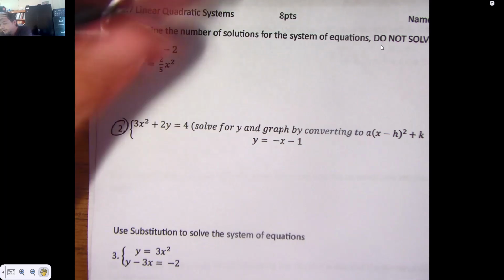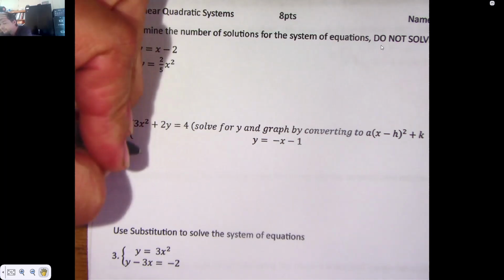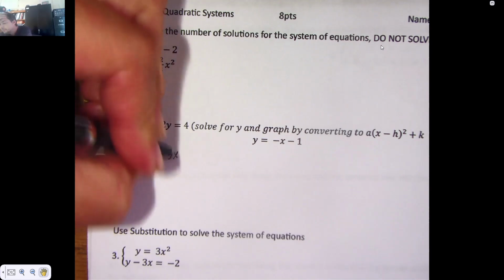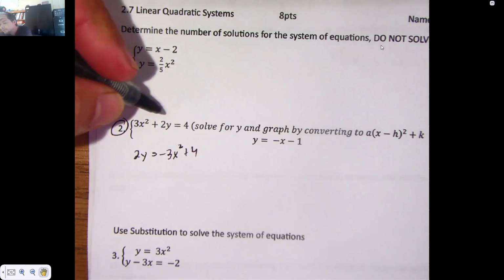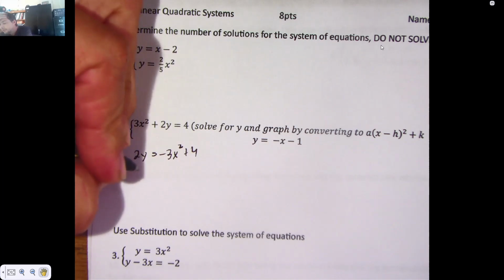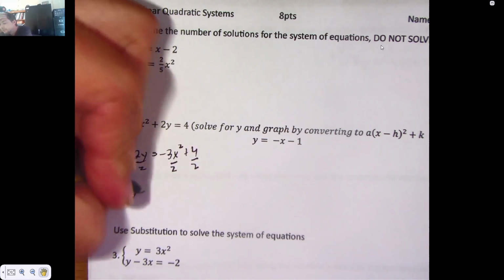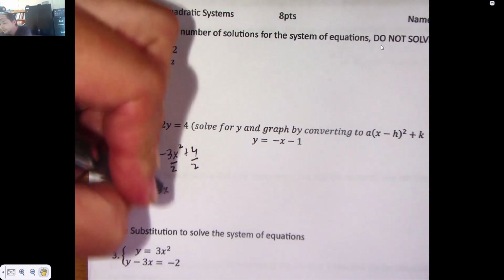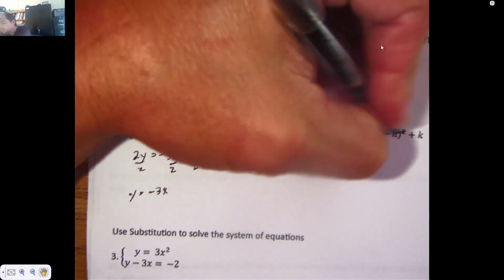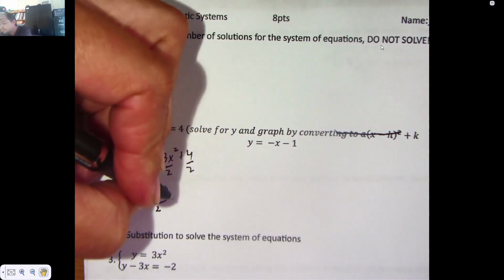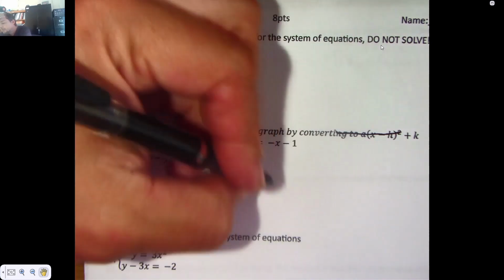It says solve for y, convert it to vertex form. So I would isolate the 2y by moving the 3x squared over, and then I would divide everything by 2. So here is my equation, and I don't need to put that in vertex form. That's easy to graph.